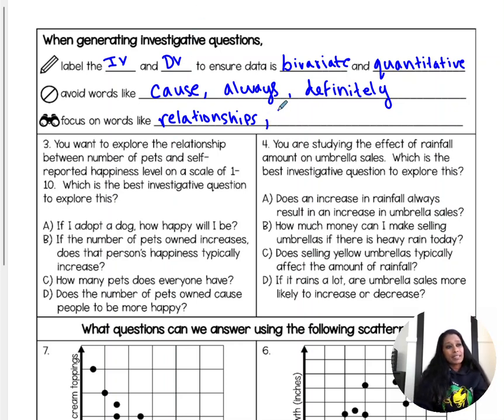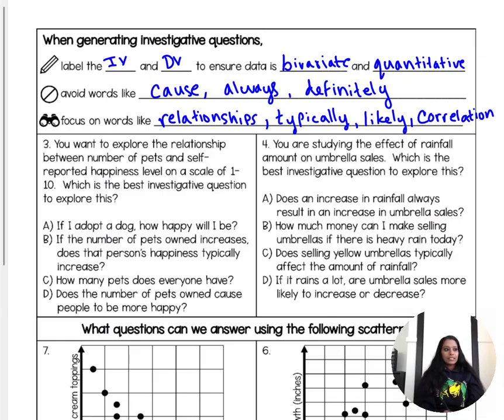Typically is a good word because, again, typically means usually it does happen this way, but not always. And then likely is another word. And then the last word is the fun word. It's a very mathy word. It's called correlation. And we'll talk more about correlation as we continue in this unit.